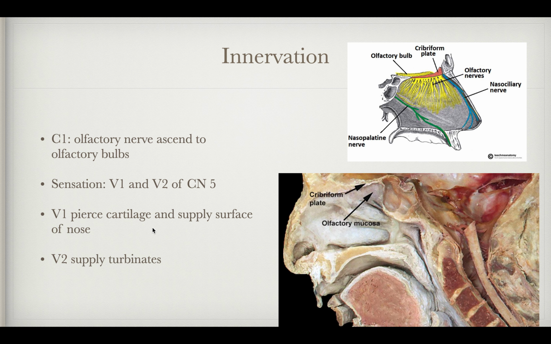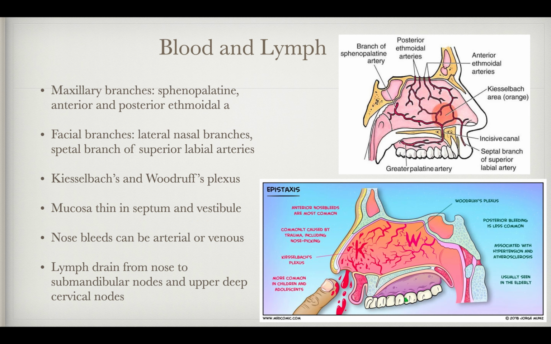So sensation is provided by V1 and V2 of cranial nerve number 5. V1 will pierce the cartilage and supply the surface of the nose, and V2 will supply the turbinates. Okay, so the maxillary branches of the sphenopalatine, anterior and posterior ethmoid arteries will supply the nose. The facial branches, the lateral nasal branches, and the septal branch of the superior labial arteries will also provide the nose with a lot of blood.